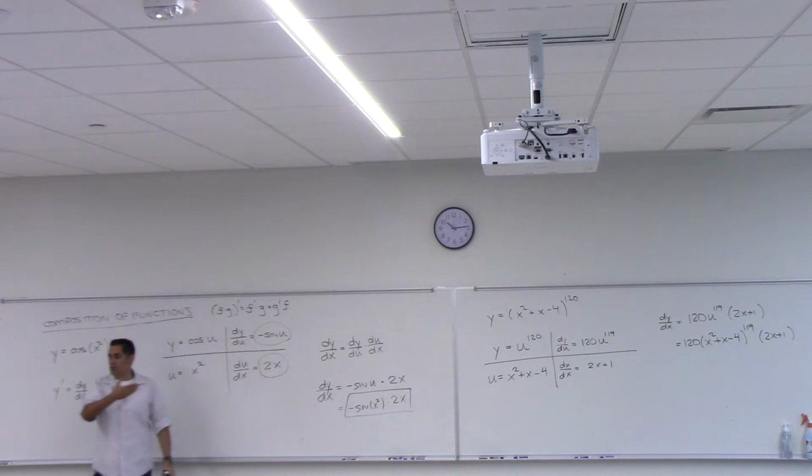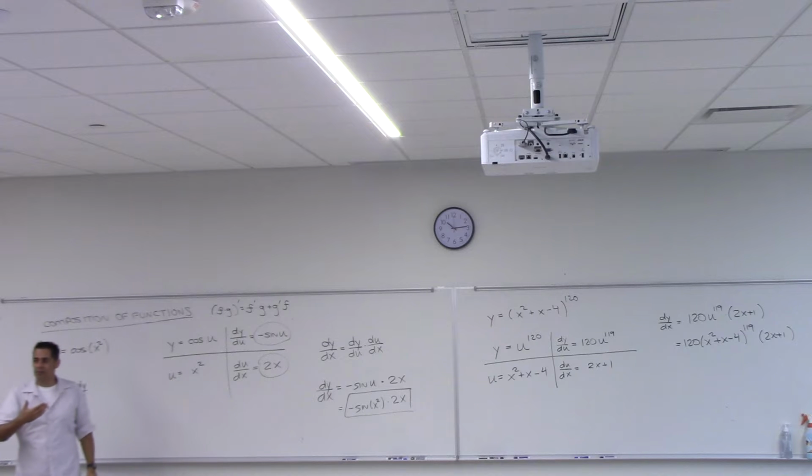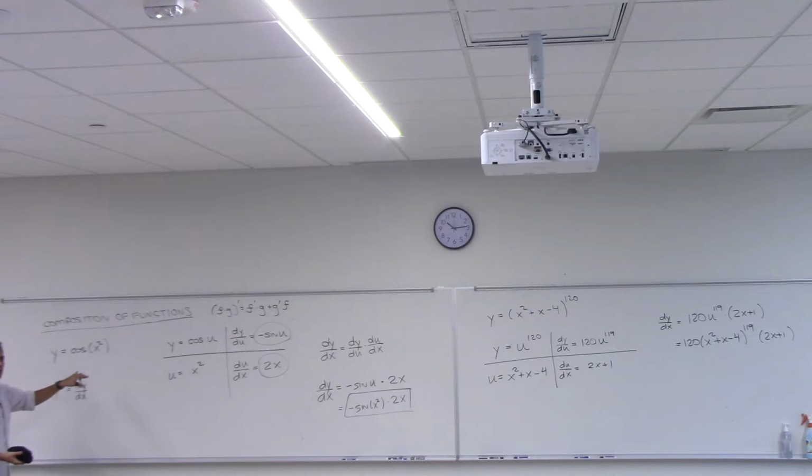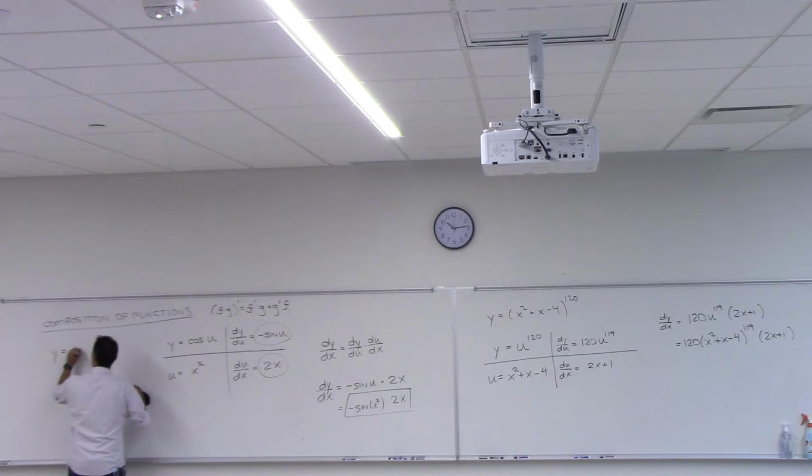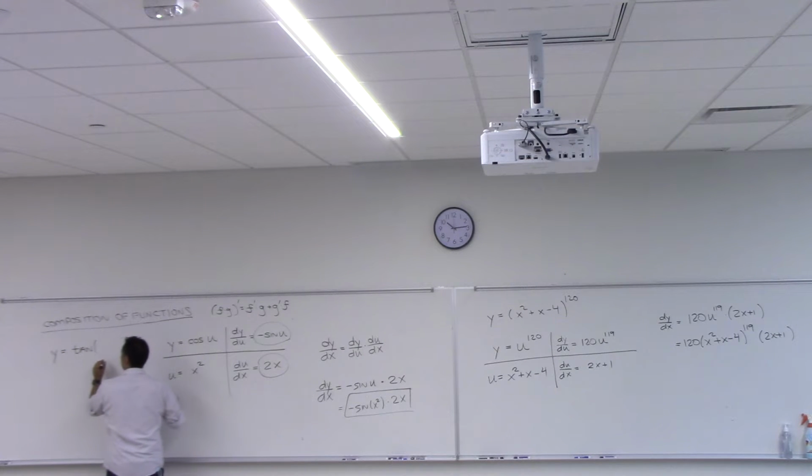Is this just making it worse for you, or? The first one did, but now I can. This one's. Let's do that last one that I had just done. The one that was, I don't even remember what it was, but it was three things together. Okay, tangent of, what was it? Tangent? Sine of square root of x plus 1.